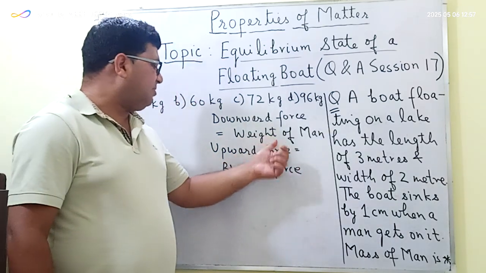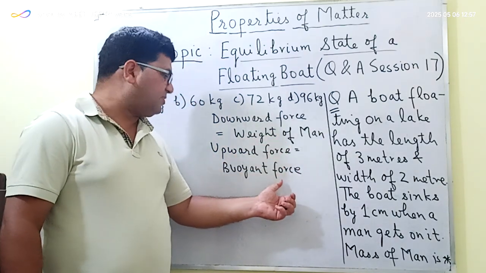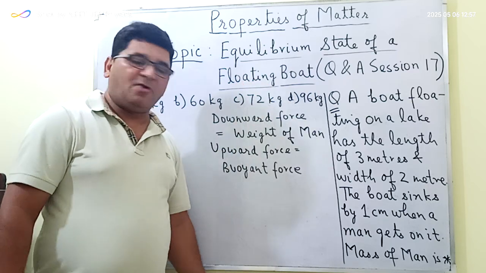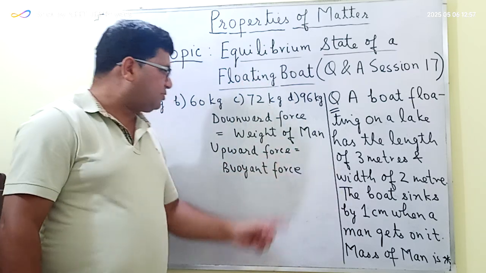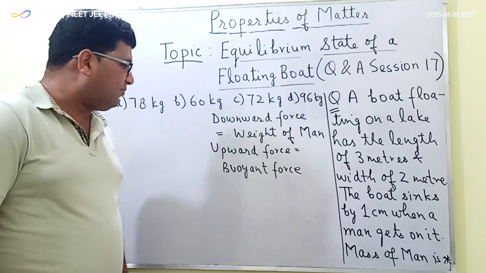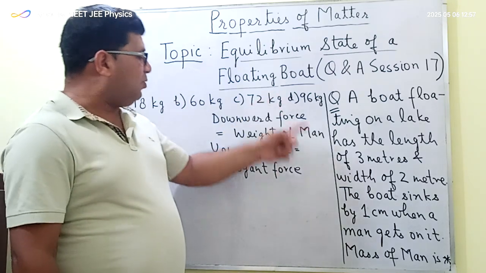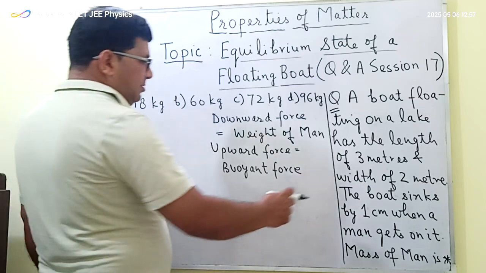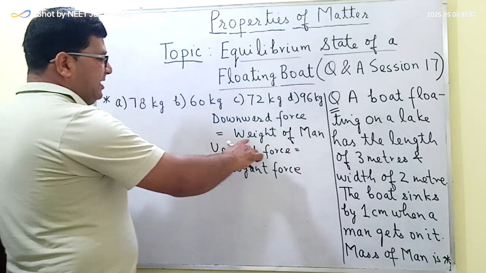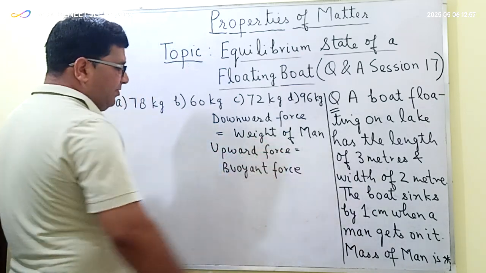So when the weight of the man, which is acting in the downward direction, is equal to the buoyant force, which is acting in the upward direction, in that case the boat will be in a state of equilibrium. So here we have to find the weight of the man and we have to find the buoyant force.